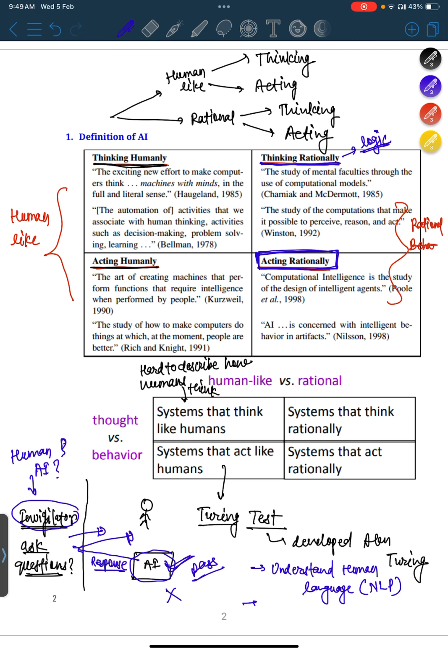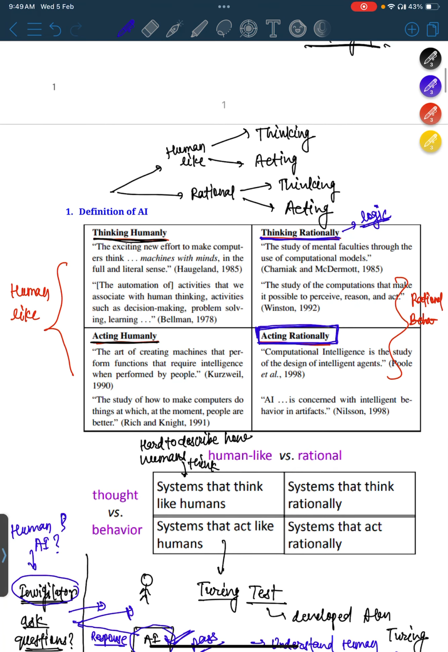So these are the four categories by which AI is defined: thinking humanly, acting humanly, thinking rationally, and acting rationally.